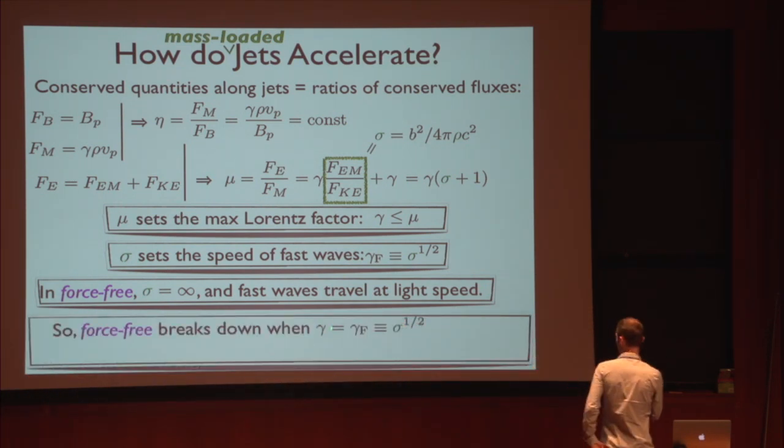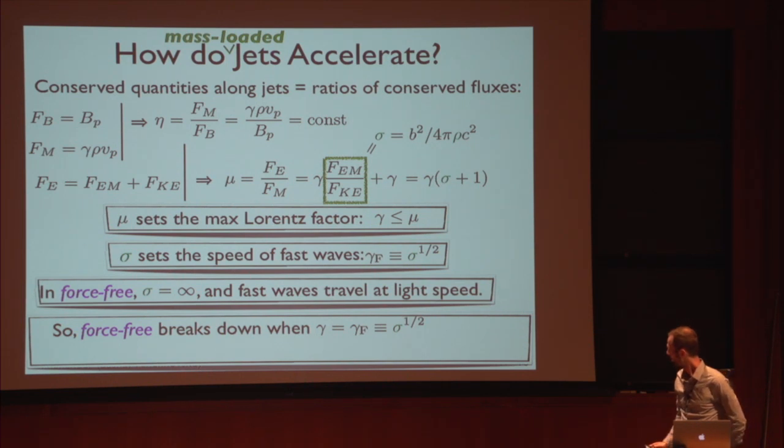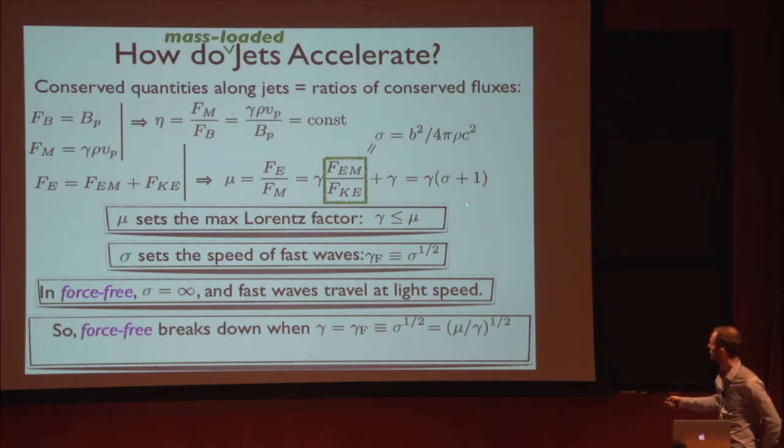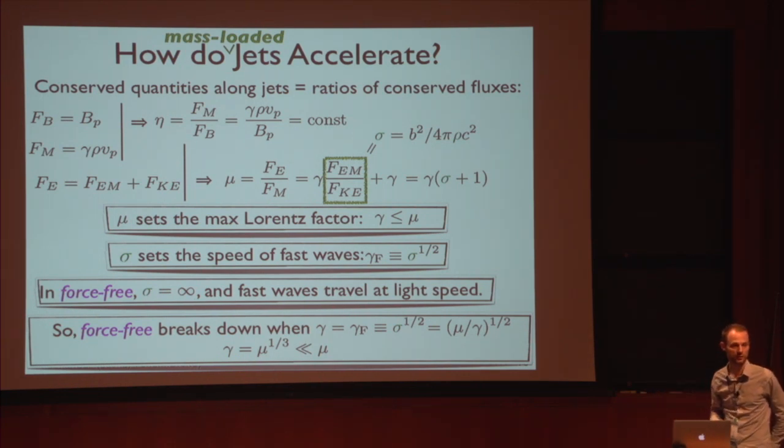Well, that happens when the Lorentz factor is equal to gamma f, or sigma to the 1/2. How can we back out what the value of the Lorentz factor is here? Well, we can use this relationship here and neglect 1, assuming that the flow is highly magnetized. We will get an equation for gamma on both sides. And by solving it, we obtain the answer that force-free breaks down at a really rather low Lorentz factor.